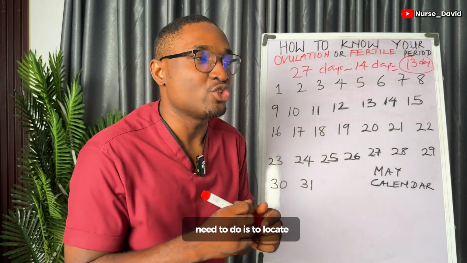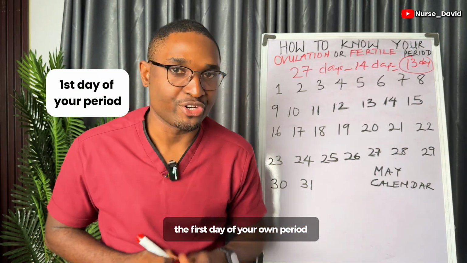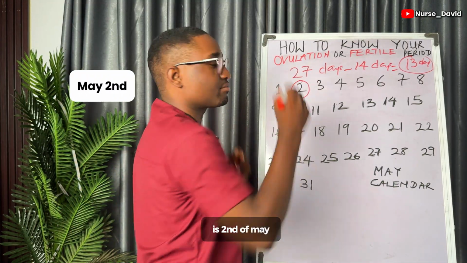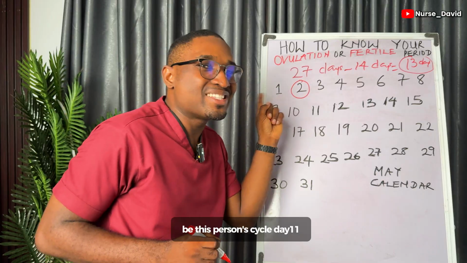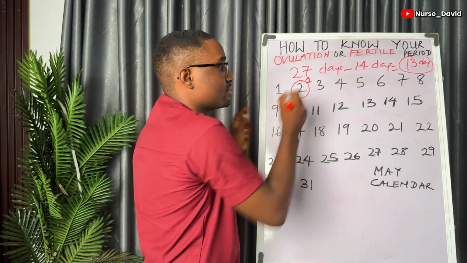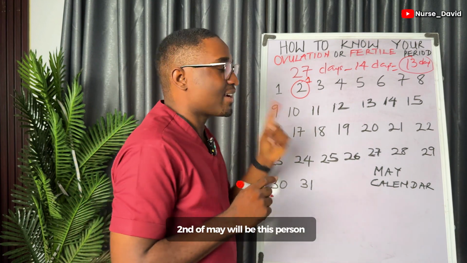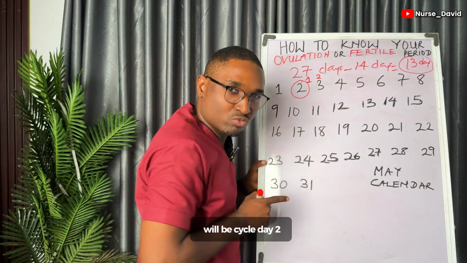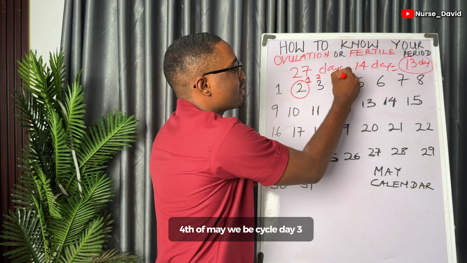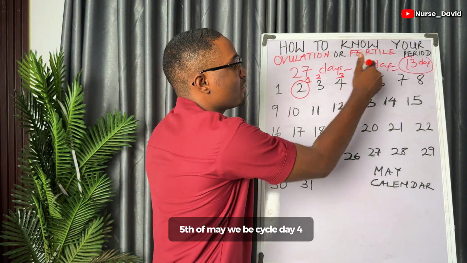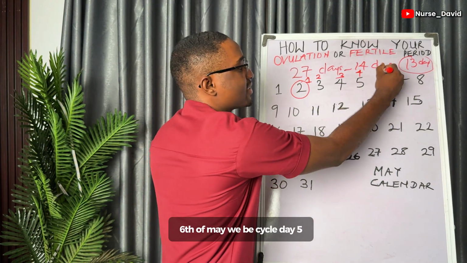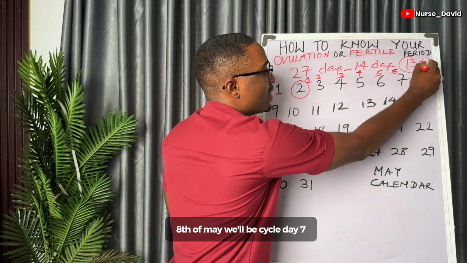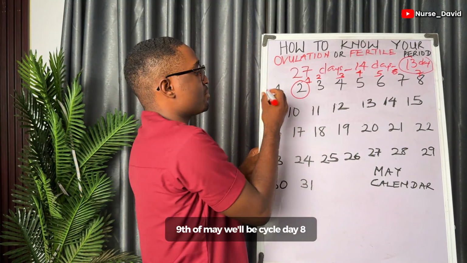The first thing you need to do is to locate the first day of your own period. Let's assume the first day of this person's period is 2nd of May. Okay? 2nd of May will be this person's cycle day 1. Do you understand? Are you getting it? 2nd of May will be this person's cycle day 1. 3rd of May will be cycle day 2. 4th of May will be cycle day 3. 5th of May will be cycle day 4. 6th of May will be cycle day 5. Hope you're getting it. 7th of May will be cycle day 6. 8th of May will be cycle day 7. 9th of May will be cycle day 8.